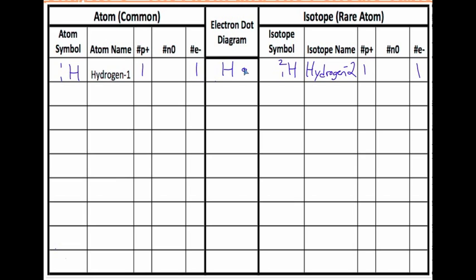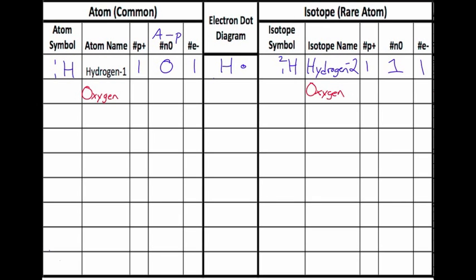We figure out the number of neutrons by taking the atomic mass and subtracting the number of protons. The atomic mass is 1. There's 1 proton, so 1 minus 1 is 0. There are no neutrons in hydrogen. But in an isotope of hydrogen, there is, because the new atomic mass is 2 minus 1 proton equals 1 neutron. So somewhere along the way, this hydrogen atom has gained a neutron. 99% of all hydrogen atoms are hydrogen 1. Very few are hydrogen 2.